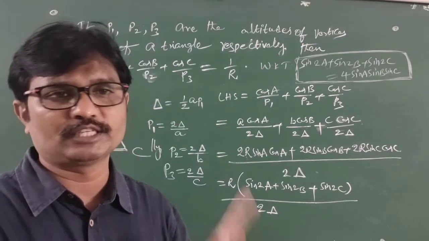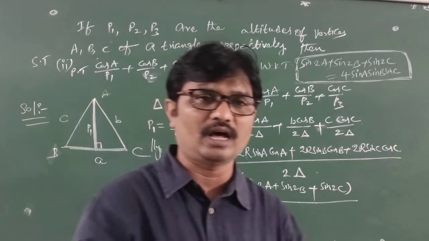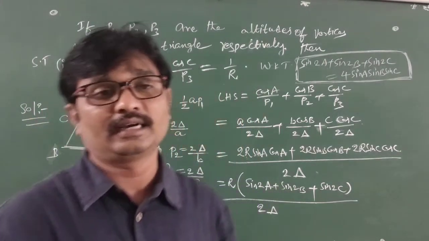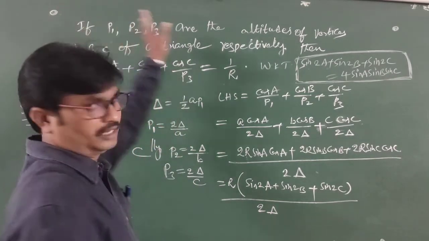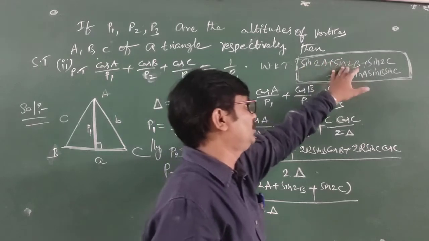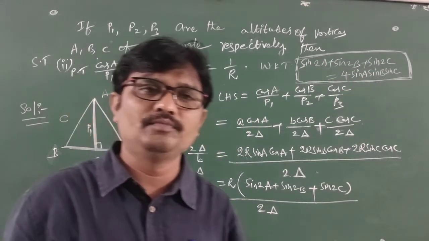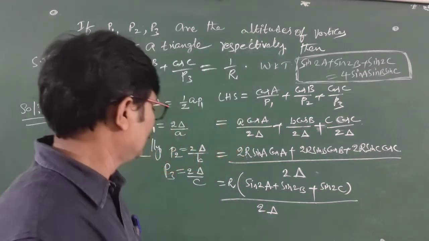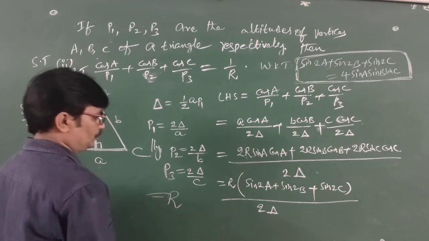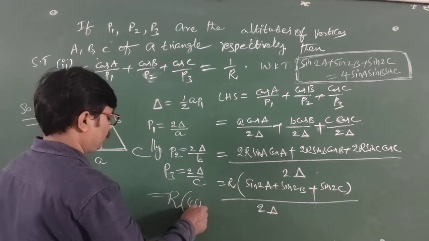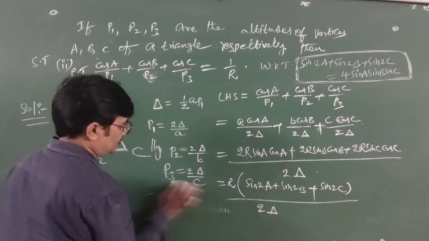If A plus B plus C equals 180 degrees, as I already explained, all these questions refer only to triangle ABC, which is first given in the problem. So students, sin 2A plus sin 2B plus sin 2C is 4 sin A into sin B into sin C. Therefore, now we can write this as capital R into 4 sin A into sin B. How to write this?